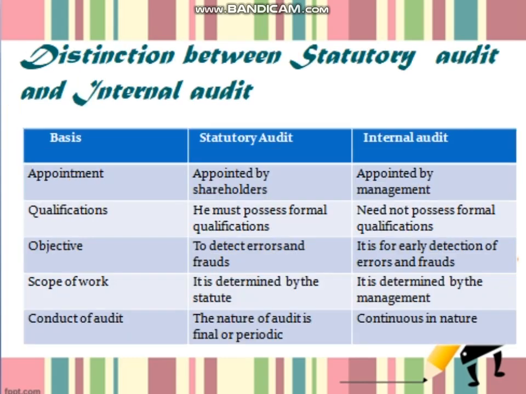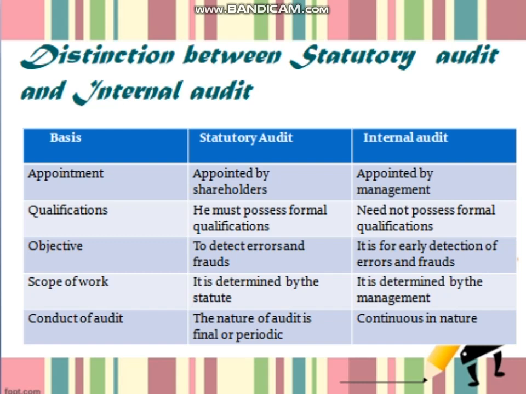And let us see what is the difference between statutory audit and internal audit. On the basis of appointment, the statutory auditor is appointed by the shareholders, while the internal auditor is appointed by the management. On the basis of qualification, a statutory auditor must possess formal qualifications, while it is not necessary that an internal auditor should possess all the formal qualifications.